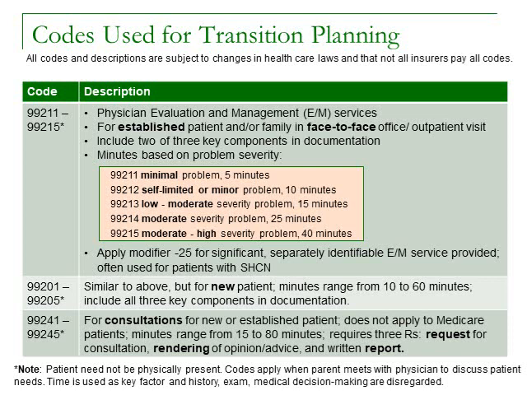Row 1 of this table shows codes 99211 through 15 to bill for physician evaluation and management, or E&M services, for established patients and/or families seen in a face-to-face or other outpatient visit. These codes allocate minutes for physician time based on problem severity. Medicaid reimburses for them. The severity and time factors range from 5 minutes for a minimum problem to 40 minutes for a moderate to high severity problem. The modifier 25 may be appended for significant, separately identifiable E&M services and is frequently used for time spent with patients with special healthcare needs.